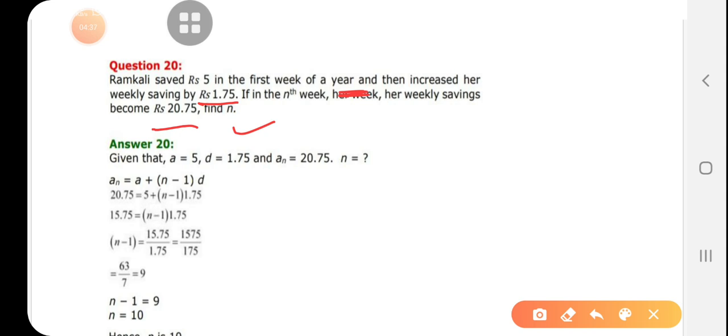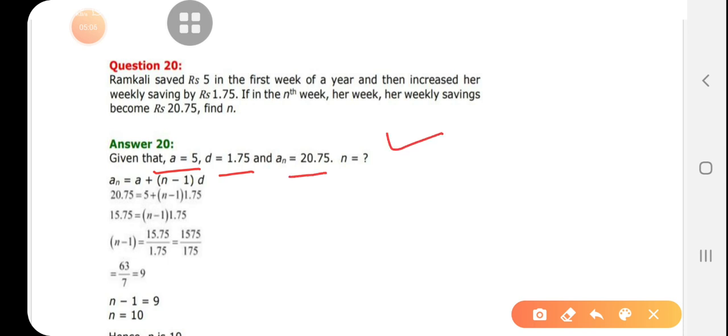So we can write a as 5. In the previous question, question number 19, it was 5,000. So here a is 5, and d, that is the common difference, which increases every week, will be 1.75. Now the value of n, that means an, is 20.75. It is also given here. Now see, we got a, d and an.